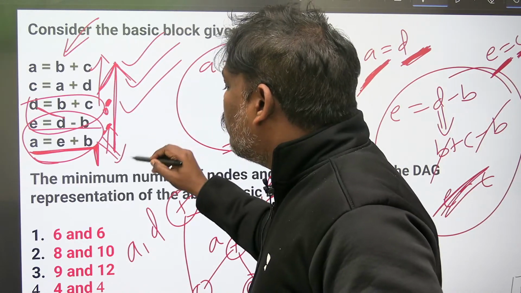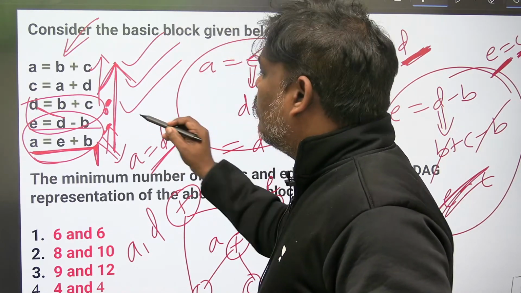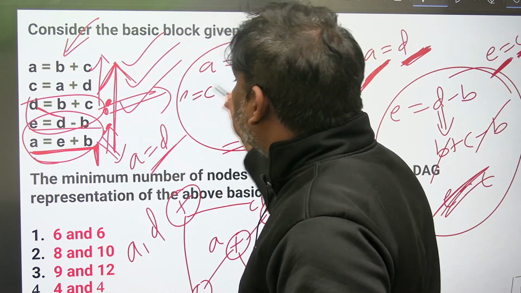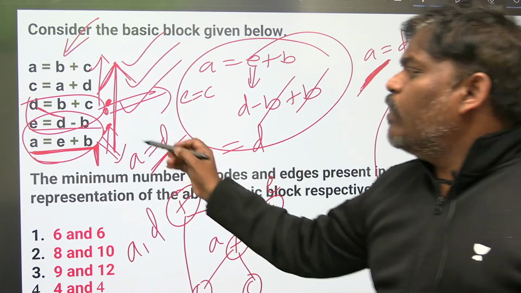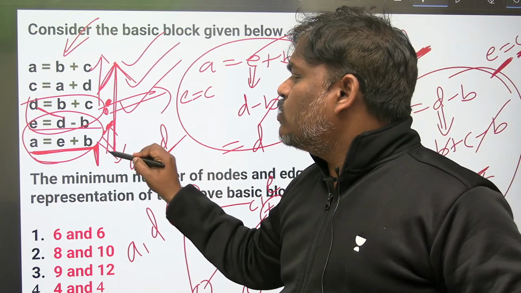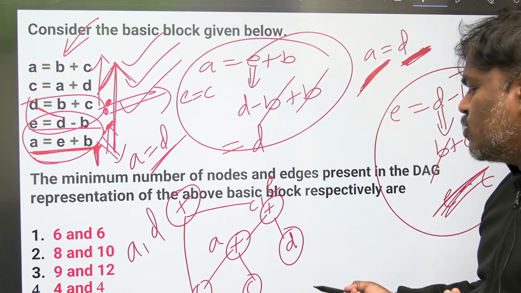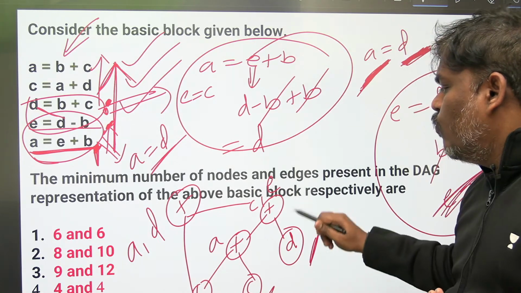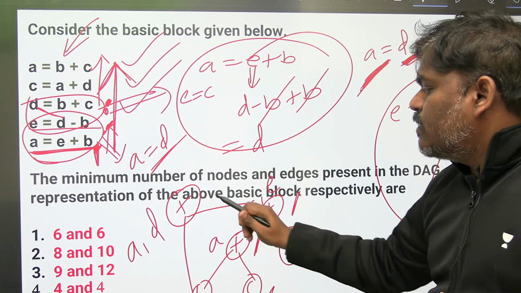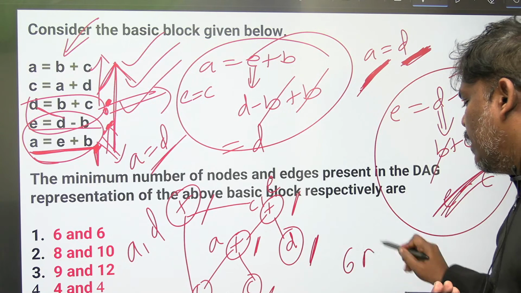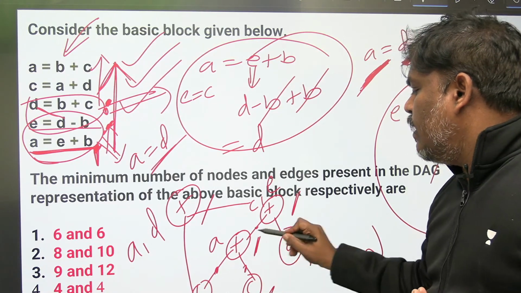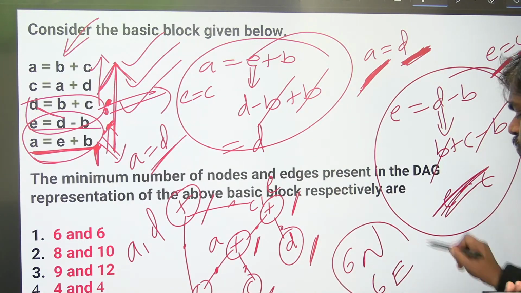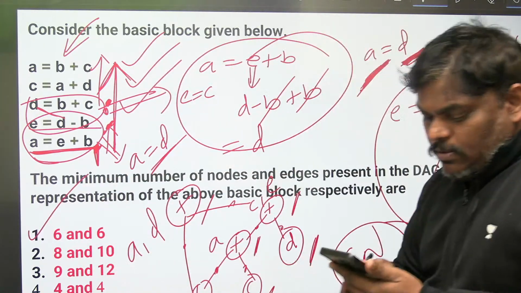What is the conclusion here? Whatever D is, that is A. Whatever C is, that is E. This is the conclusion, just I used it. These two lines need not go further because they are already there. So finally, if you observe: 1, 2, 3, 4, 5, 6 nodes. And check the edges also: 1, 2, 3, 4, 5, 6 edges. So I think 1 is the answer.